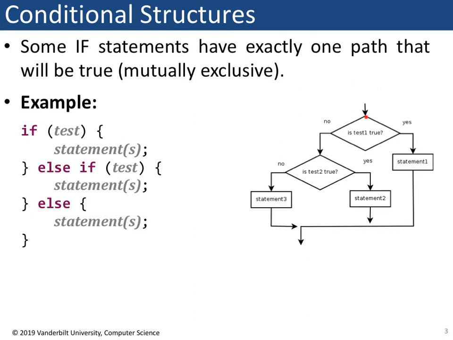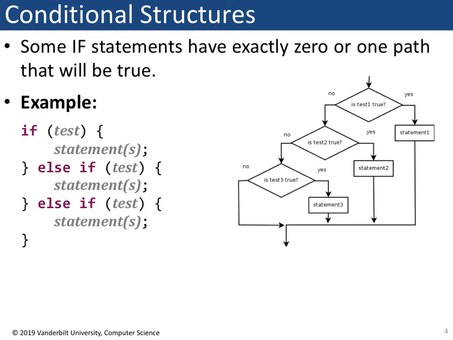So if the first decision is true, then we take the actions that are associated and we exit the if structure. However, if this test fails, we go to the second test. If this test is true, we take the associated set of actions and exit the if structure. If this test is not true, we take the associated set of actions and exit the if structure. So there is exactly one path. Not zero, not multiple, exactly one.